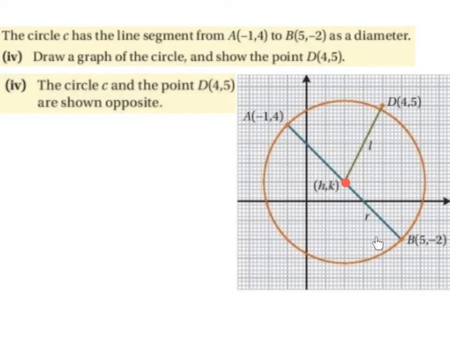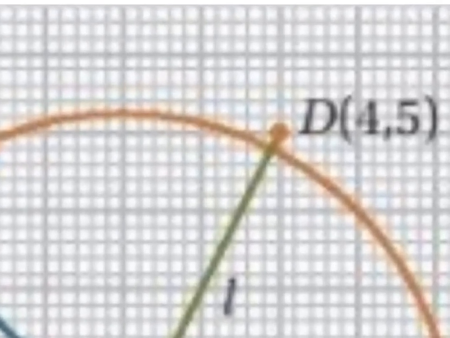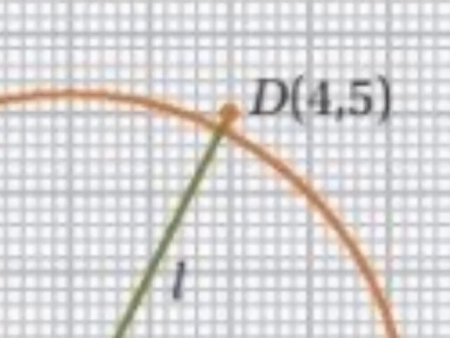So here we have our circle. The circle C and the point D(4, 5) are shown opposite. So we go across to 4 on the x-axis, up to 5 on the y-axis, and we plot the point D. And notice that D lies just outside the circle.